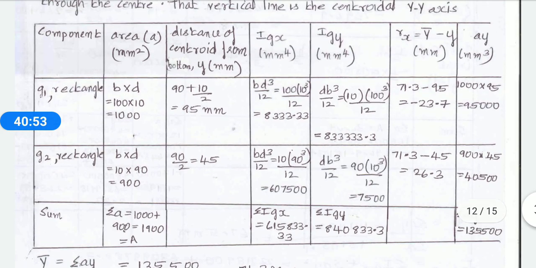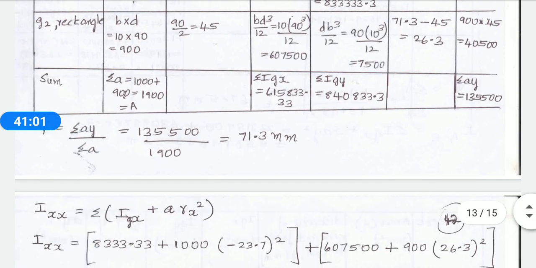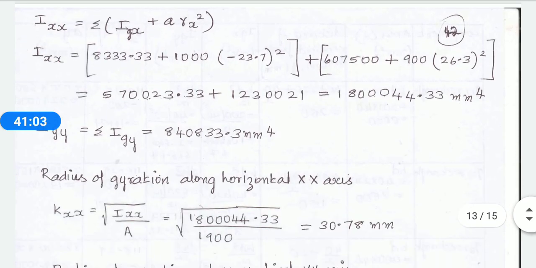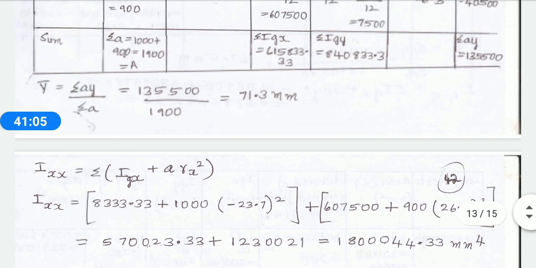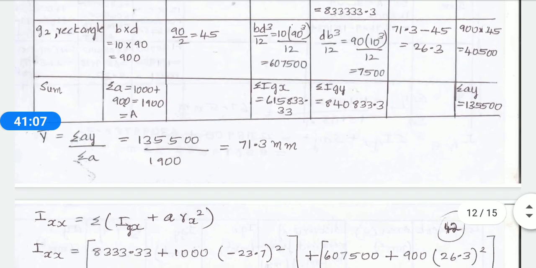Then you go for finding your Rx, which is equal to y bar minus y. So substitute that and get your Rx value. Here they had mentioned it as a separate element. You can always take it from the summation value also.